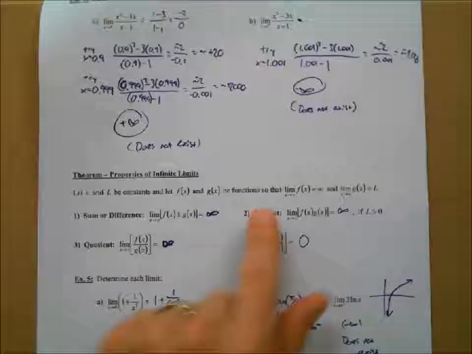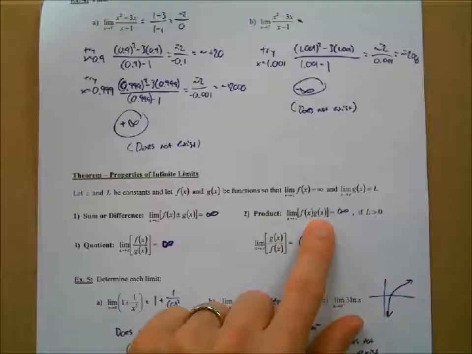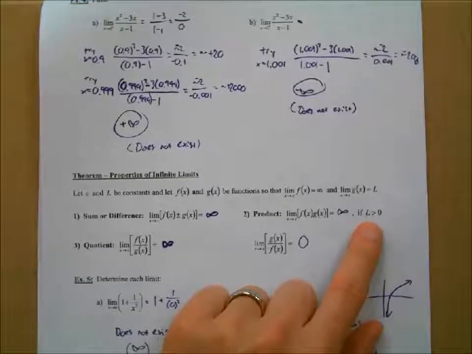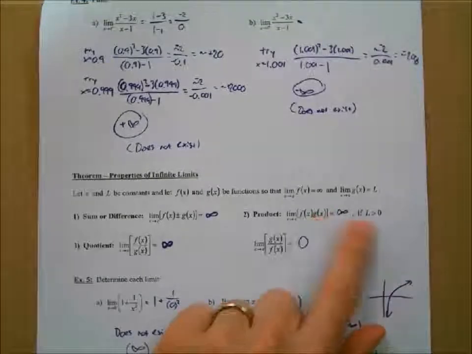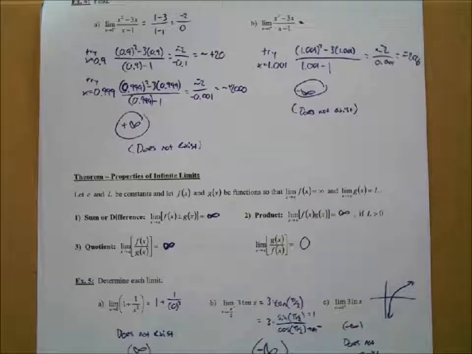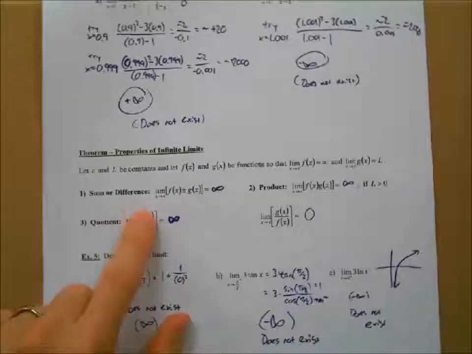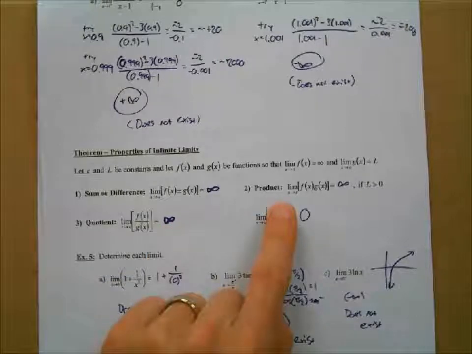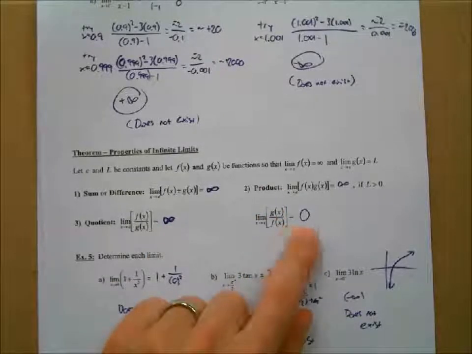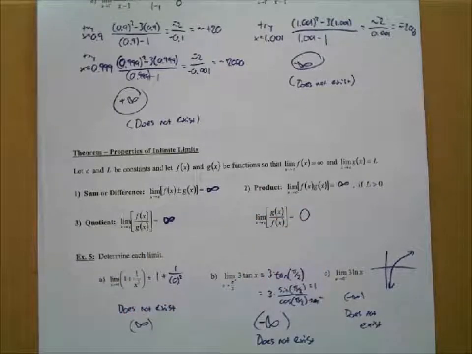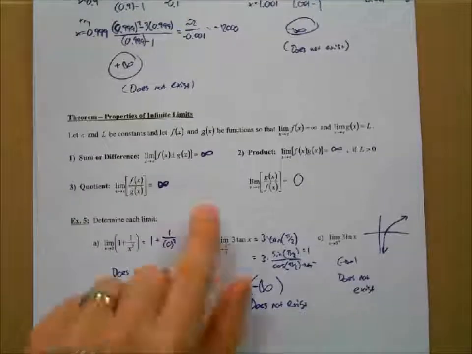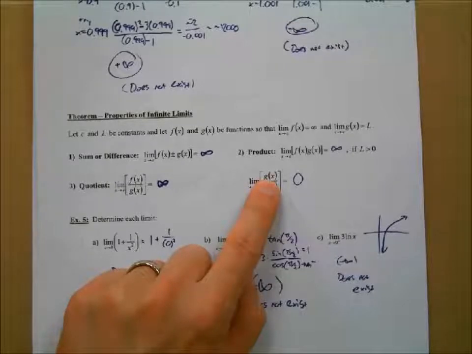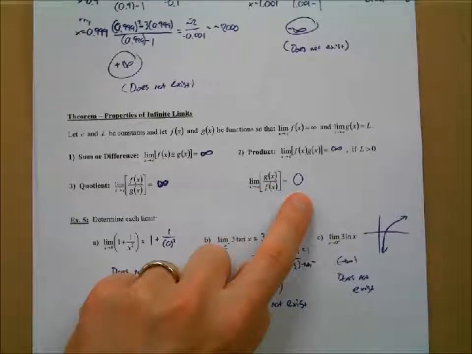If you take infinity and you multiply by a finite number, it'll still be infinity, as long as your number is greater than 0. If your finite limit is negative, then that'll make it a negative infinity. For a quotient, if you take infinity and divide it by a finite number, it still is infinity. If you take a finite number and divide by infinity, then it goes to 0. This is because your denominator is going to get larger and larger without bound. This number is going to stay the same, and so eventually this whole thing will go to 0.